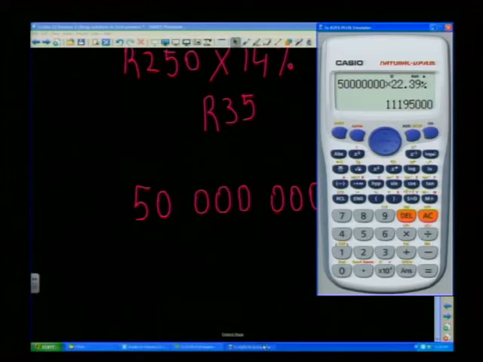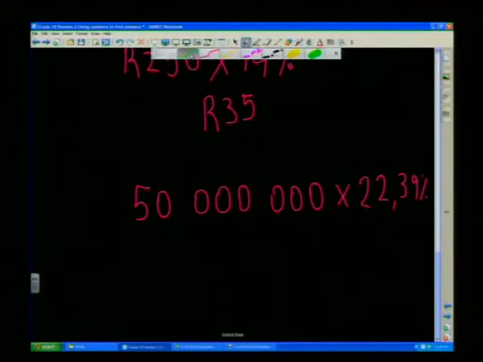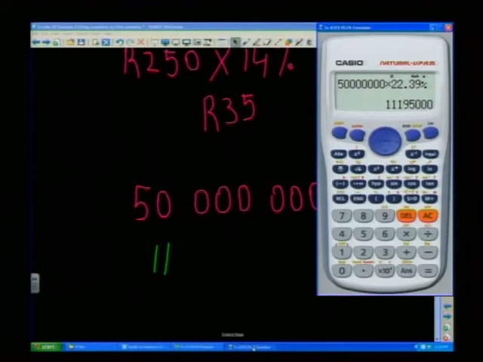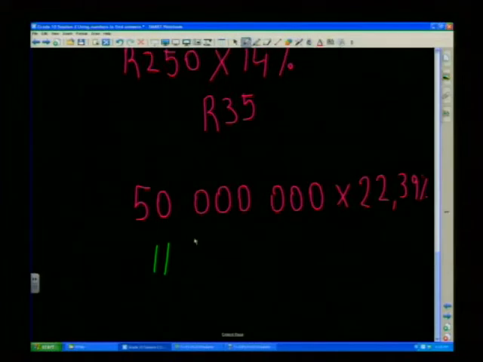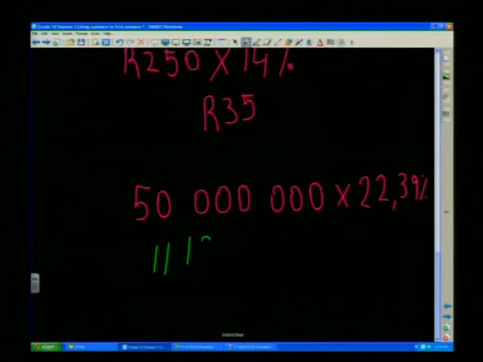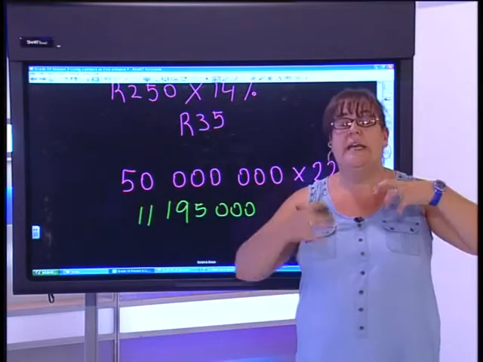I've got 3 zeros, then another 3 numbers. I'm actually looking at 11,195,000. So let's write that in. Let's try a different color. How's green? So we've actually got 11 million, 195 thousand. So we've got 11,195,000 people living in Gauteng.